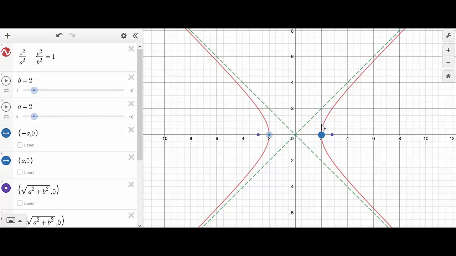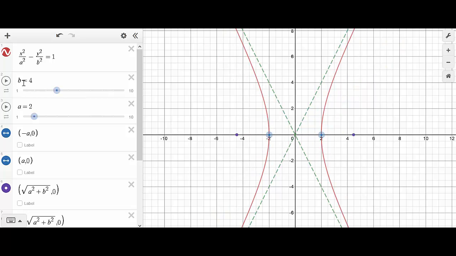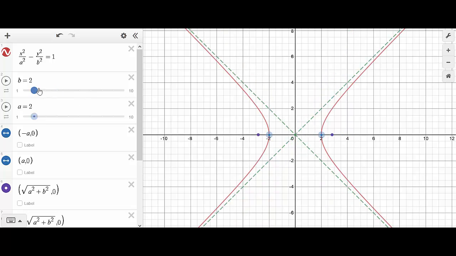You go over 2 and up 2. That slope is 1. Okay? Look at that. The slope is 1 here. It's -1 over here. Now let me double b. So now you've got b is 4 and a is 2. Now notice what happened. See, here was the hyperbola when a and b were the same.